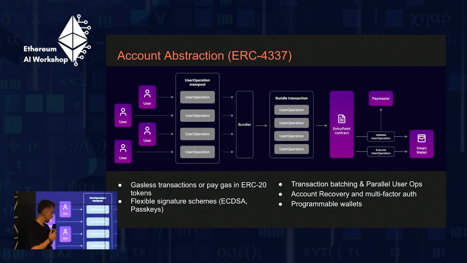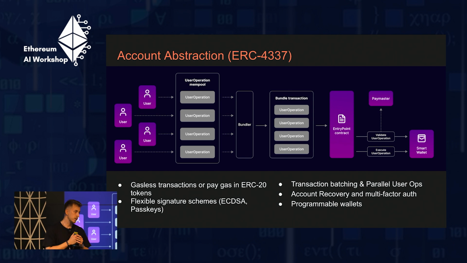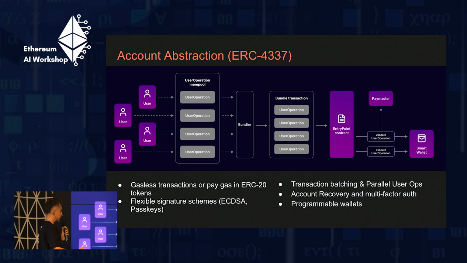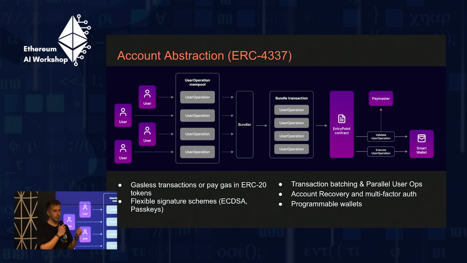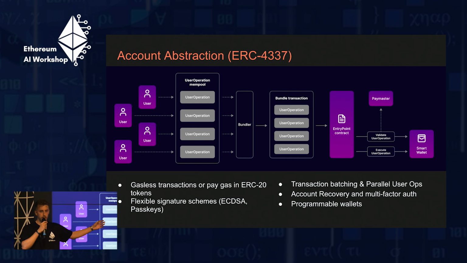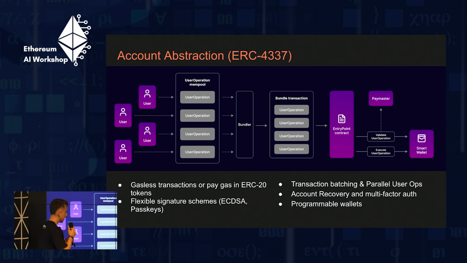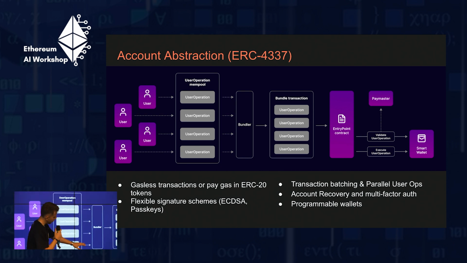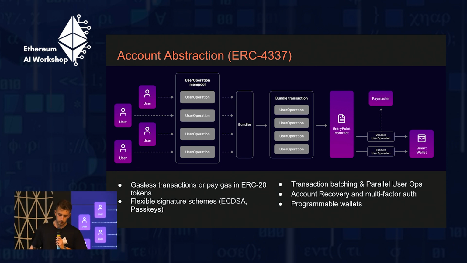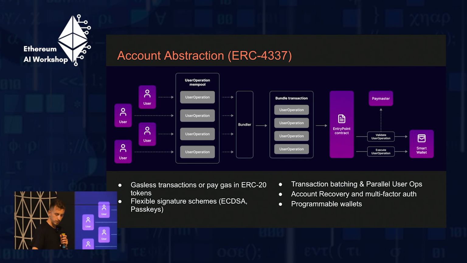You can also send parallel user ops, and this is very interesting because you can basically execute many user operations at the exact same time. This is done by using a different kind of nonce. It's called a two-dimensional nonce. It's a very, very big number. And using that big number, we make sure that the nonce is not replayed in another user operation. And also, yeah, programmable wallets. So we can extend the way wallets work.